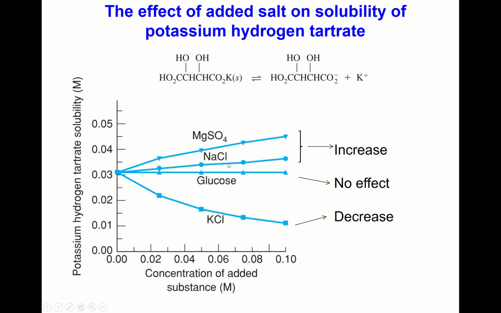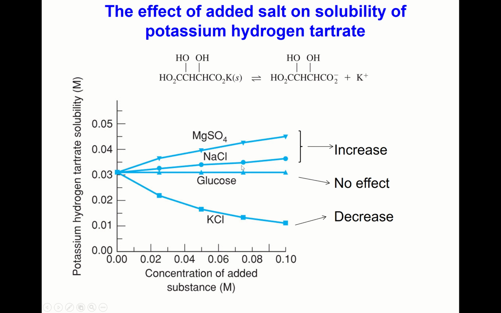But when you add glucose, as you know, glucose doesn't have any charge. It's neutral, so it doesn't have any effect on the solubility of potassium hydrogen tartrate. The solubility never changes; it's around 0.03 molar. But when you add sodium chloride or magnesium sulfate, the solubility increases as you add more and more of these salts.